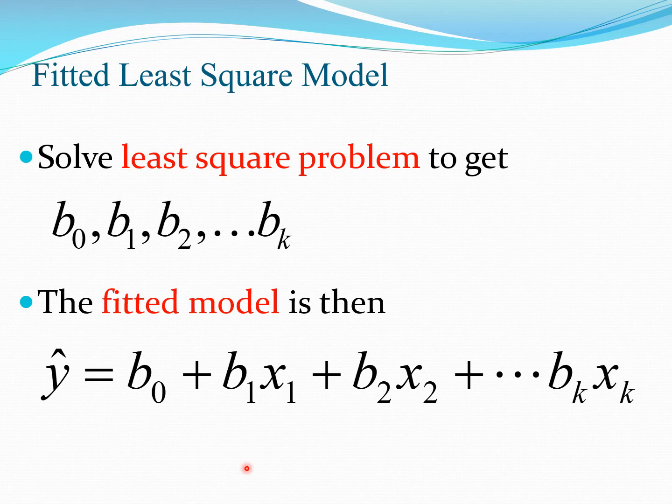So basically the whole problem of least square is to get these values b0, b1, b2, bk, and then we developed this fitted model here, which is y hat is b0 plus b1 x1 plus b2 x2 plus bk xk. And once you have got this fitted model, you essentially have your fit for the problem.